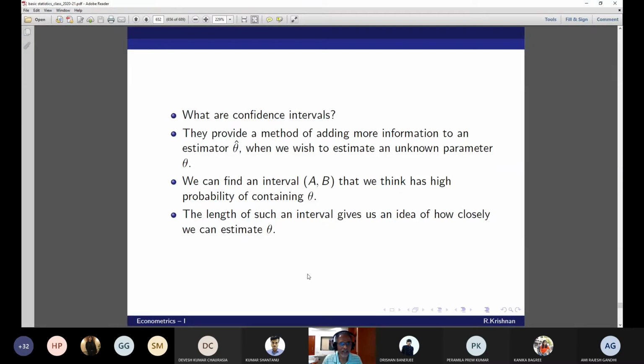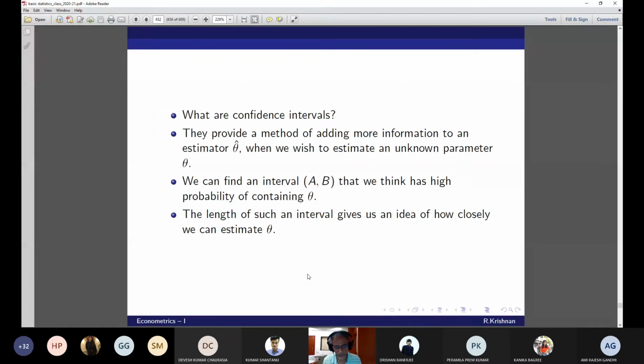Okay, what are confidence intervals? They provide a method of adding more information to an estimated theta hat when we wish to estimate the unknown parameter theta. We can find an interval (a, b) that we think has a high probability of containing theta. The length of such an interval gives us an idea of how closely we can estimate theta.